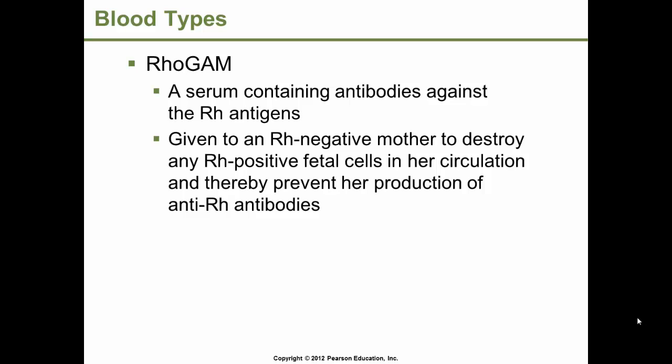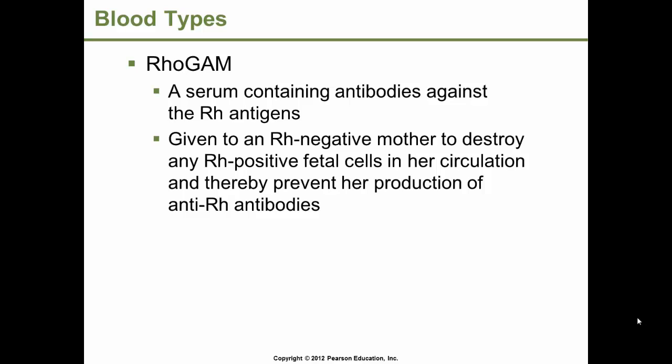Hemolytic disease has decreased dramatically in recent years because of RhoGAM. RhoGAM is a serum containing antibodies against the Rh antigen. It's given to an Rh negative mother to destroy any Rh positive fetal cells in her circulation that may have occurred, and thereby preventing her production of anti-Rh antibodies.